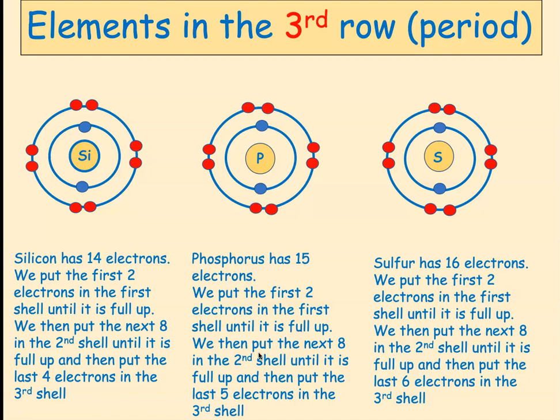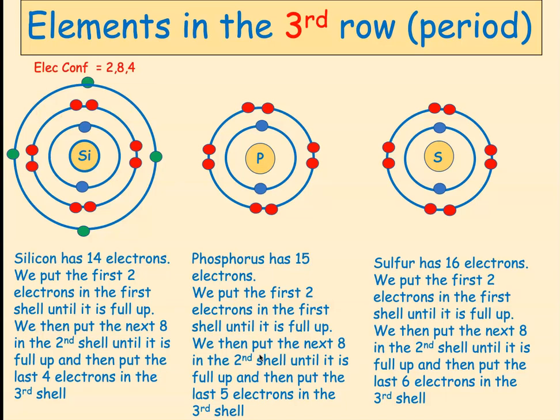Okay, let's look at the next ones. Now I've filled in the inner shells. So we've got 2, which is full up now, 8, which is full up now. Silicon has got 14. We've already used 10. How many is going to go on this shell? Yes, 4. 1, 2, 3, 4. What will be the electronic configuration? 2, 8, 4.